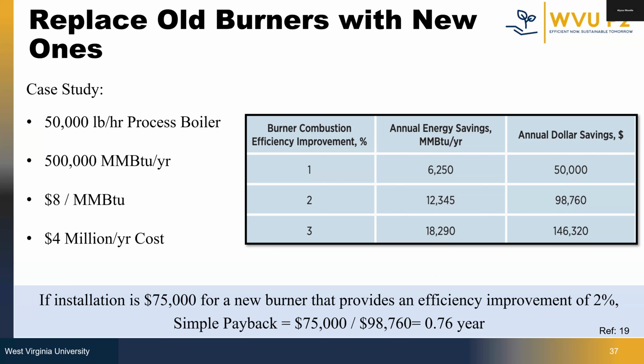The table here shows the findings of a case study at a facility with a large 50,000 pound per hour process boiler. The boiler was found to use about 500,000 MMBTU of natural gas per year, costing around $4 million. So they're spending about $4 million a year on natural gas. By replacing the old burners with a burner that improved efficiency by just 2%, a savings of over 12,000 MMBTU and nearly $100,000 per year could be realized. At an installation cost of about $75,000, the simple payback period of this is less than 1 year.